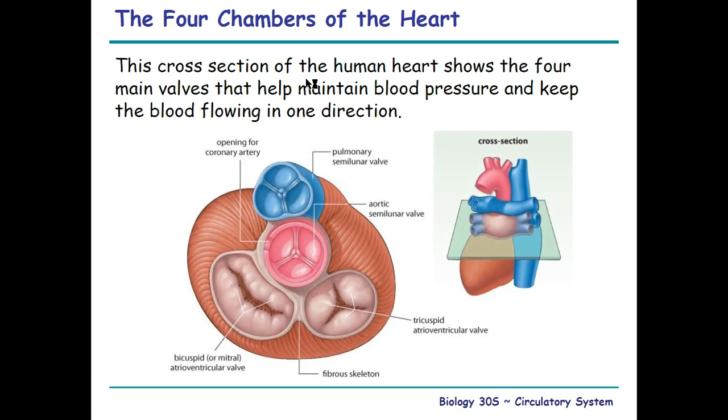This is a cross section of the human heart and shows four main valves that help maintain blood pressure and keep blood flowing in one direction. You can see here the pulmonary semilunar valve, the aortic semilunar valve, the tricuspid and the bicuspid.